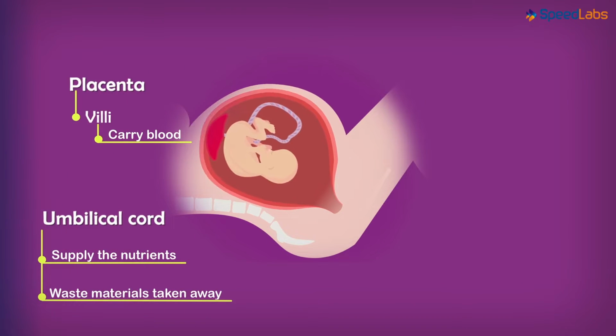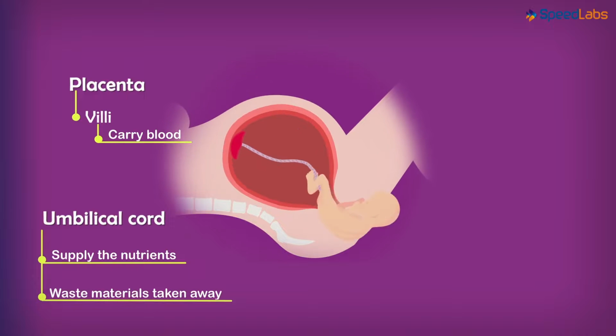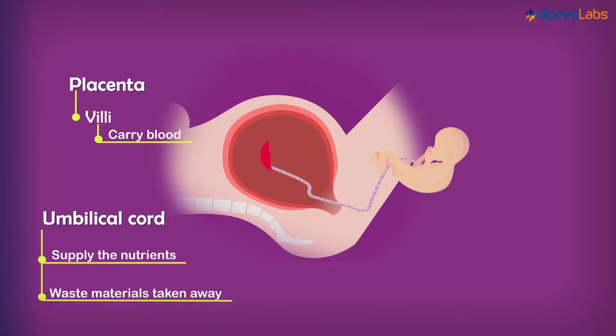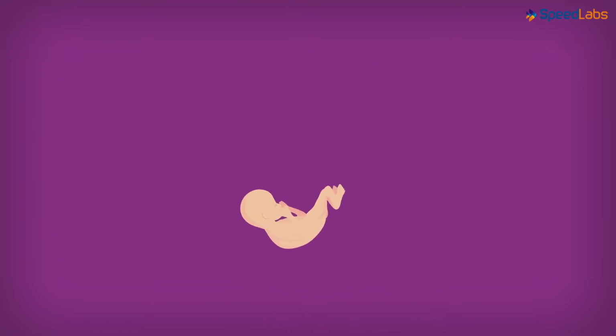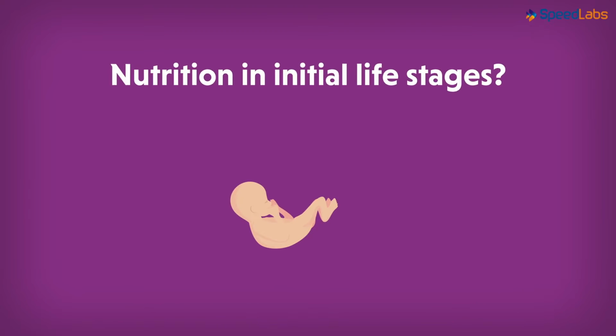Once the baby is fully grown and formed, the baby would be pushed out of the uterus. This is aided by the rhythmic contractions of the muscles of the uterus. The baby comes out of the vagina and can lead an independent life. The umbilical cord is cut, and thus the newborn child will now gain nutrition on its own. How does the baby get nutrition in the initial months of its life?